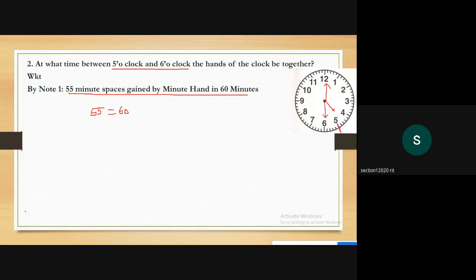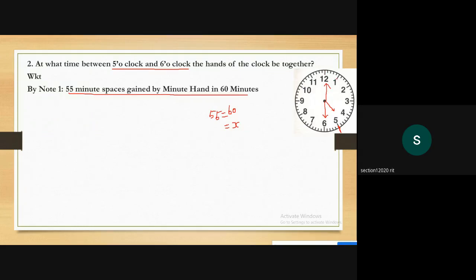So after that, what I do is, I know that obviously I can write this 55 is equal to 60, and then I can write here 55 is equal to 60 and x. Can anyone tell me where the hour hand and the minute hand will meet? I don't know exactly, but I know where it would start.